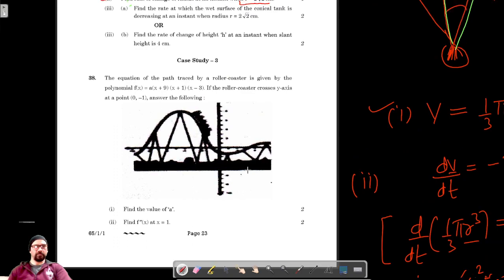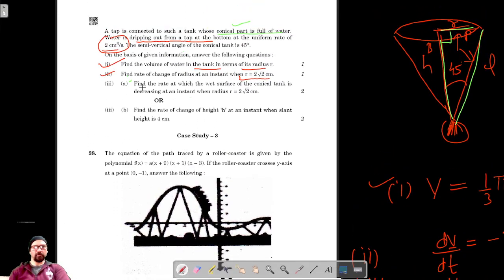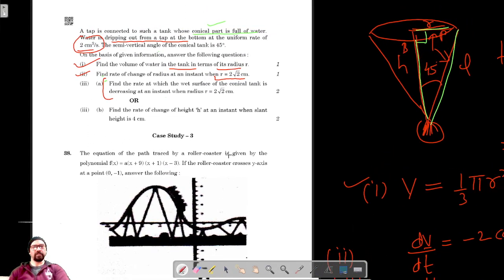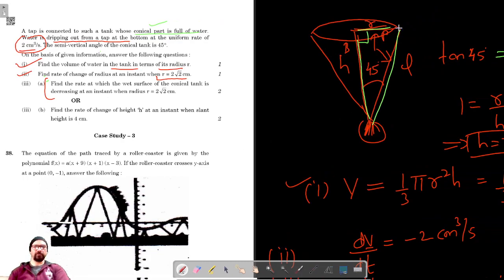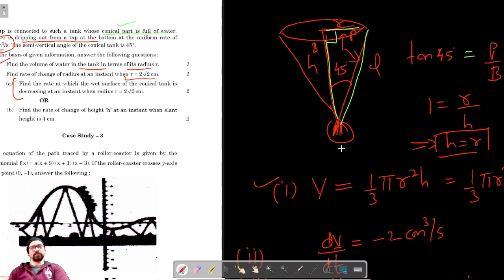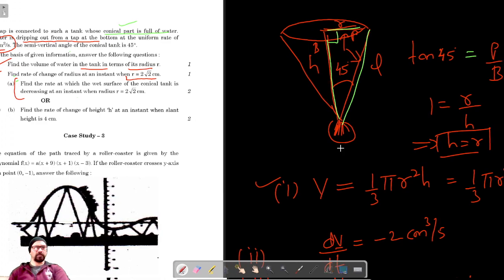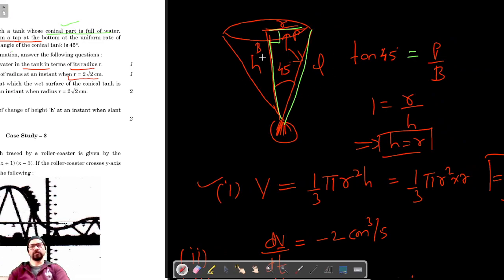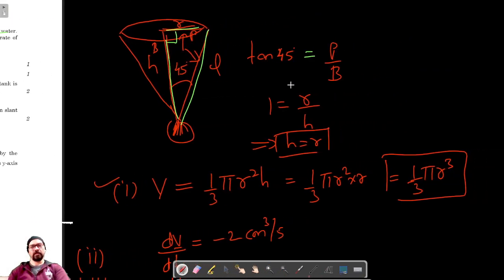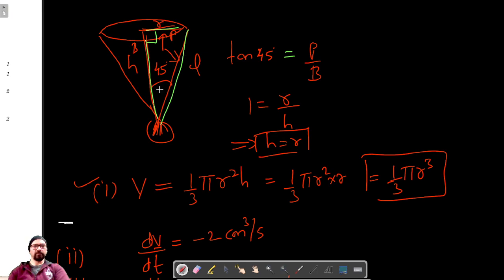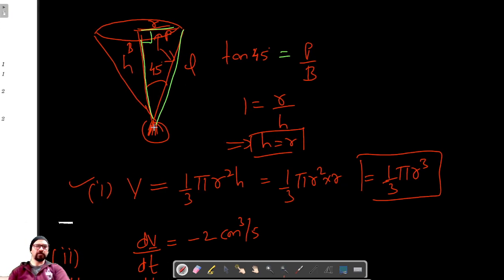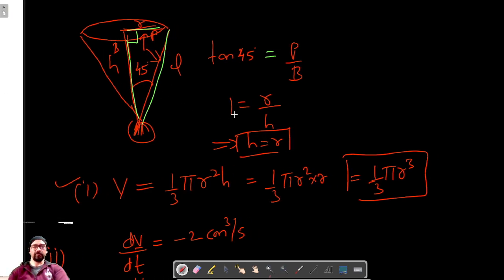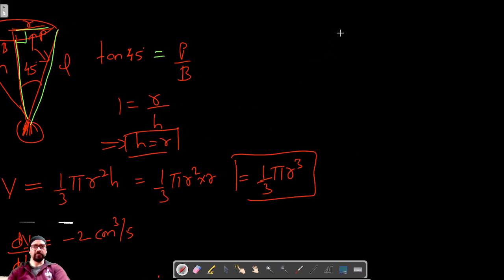Okay, so we have got the rate of change of radius, and now we have to find the rate at which the wet surface, which would be the curved surface, of the conical tank is decreasing. When it's full, the complete curved surface area is wet, but when the water is dipping out, the wet surface is decreasing.